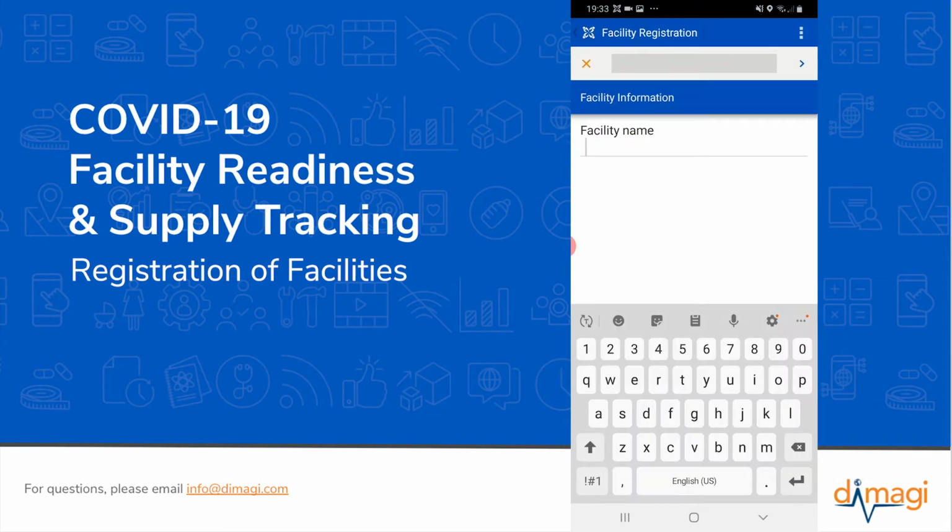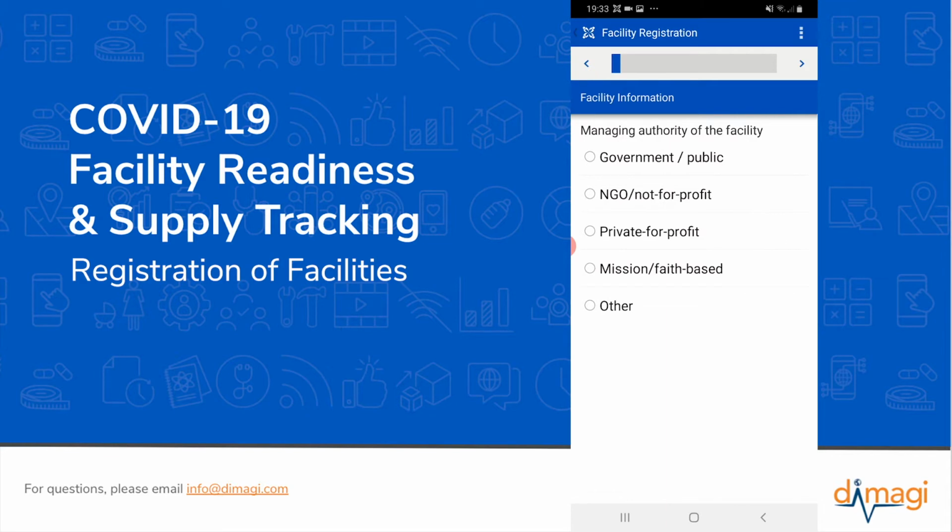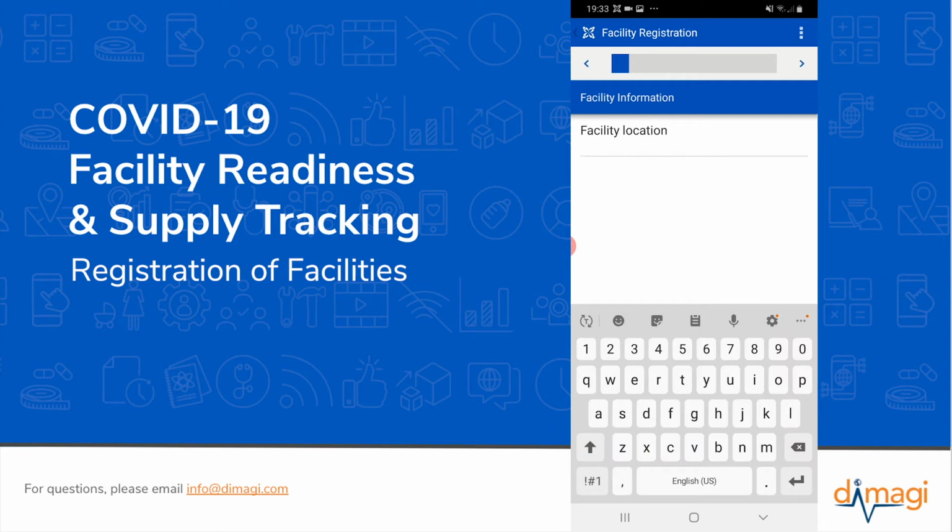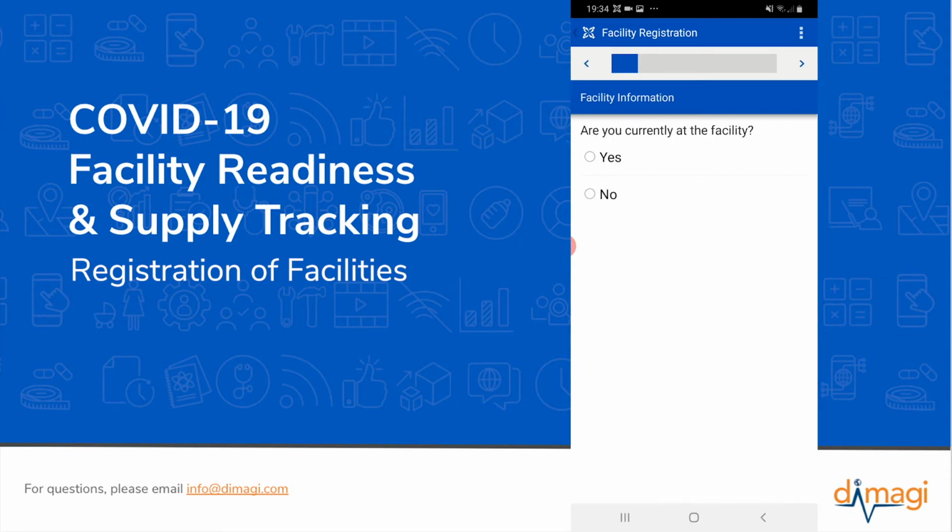We've now entered the facility registration form. Here we're going to register a facility called the City Hospital. We're going to say that this facility is managed by a government organization. The facility location we're going to describe as Cape Town, South Africa. We have a question that asks, are we currently at the facility? For the sake of this demo, we're going to say yes, and it now allows us to capture the GPS location.